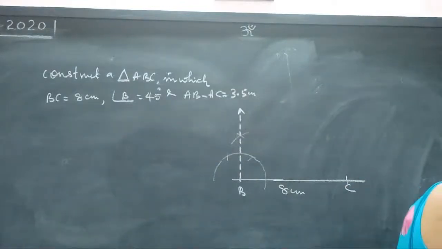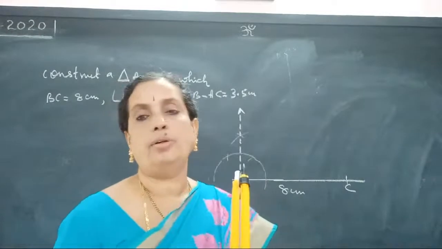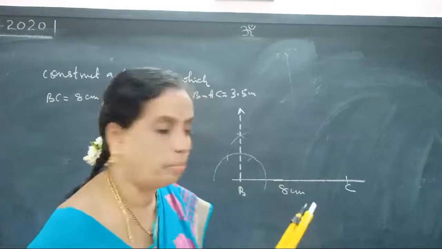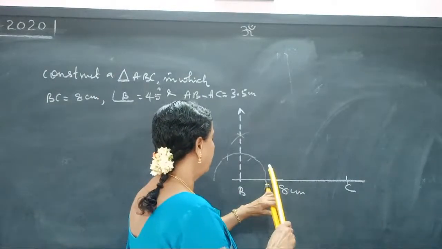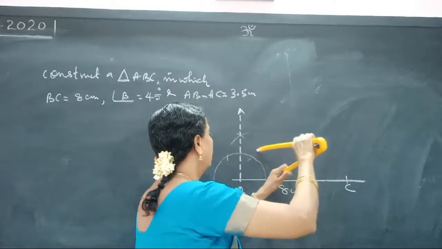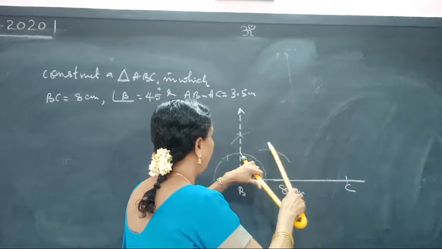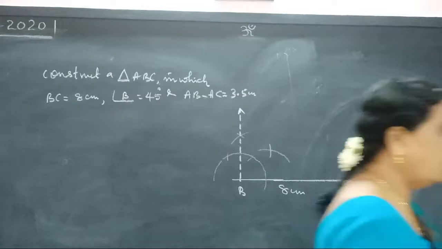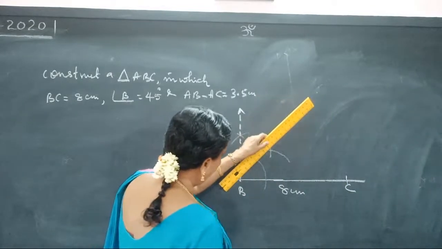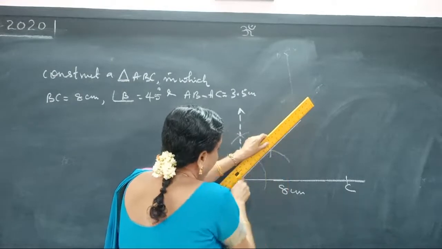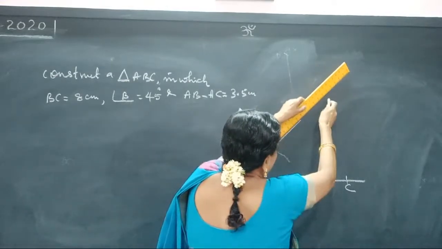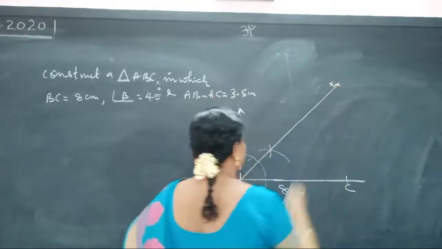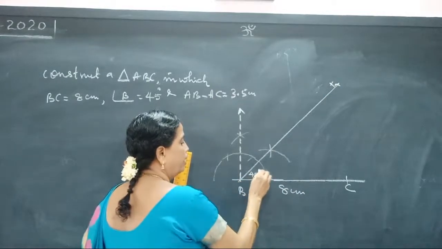Now, what is the next step? You have to bisect this 90 degree angle. You all know how to bisect an angle. Taking more than half of this arc, draw an arc that cuts the former arc. Then, passing through that intersected arc, draw a line and name this angle CBX. This is 45 degree.